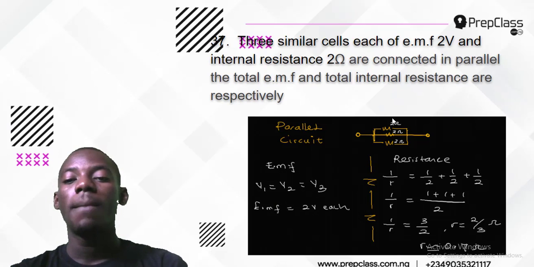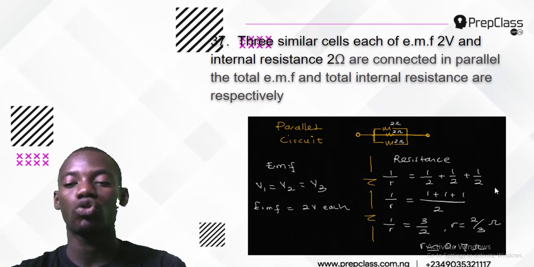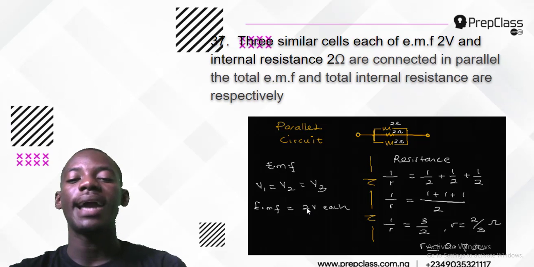It is 2 volts. But to calculate the resistance in parallel, it doesn't have the same resistance. You will need to find the resistance this way: 1 over R equals 1 over 2 plus 1 over 2 plus 1 over 2. And that will give me 1 over R equals, the LCM of the 2 is 2, so 1 plus 1 plus 1 over 2, and that will give me 3 over 2. So my R will now become 2 over 3 ohms, and that becomes 0.7 ohms. So my resistance is 0.7 and my EMF is 2 volts.